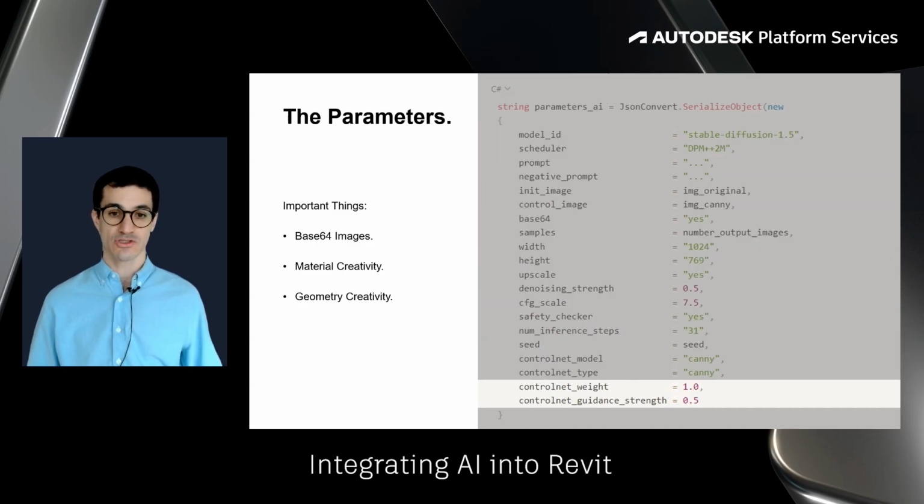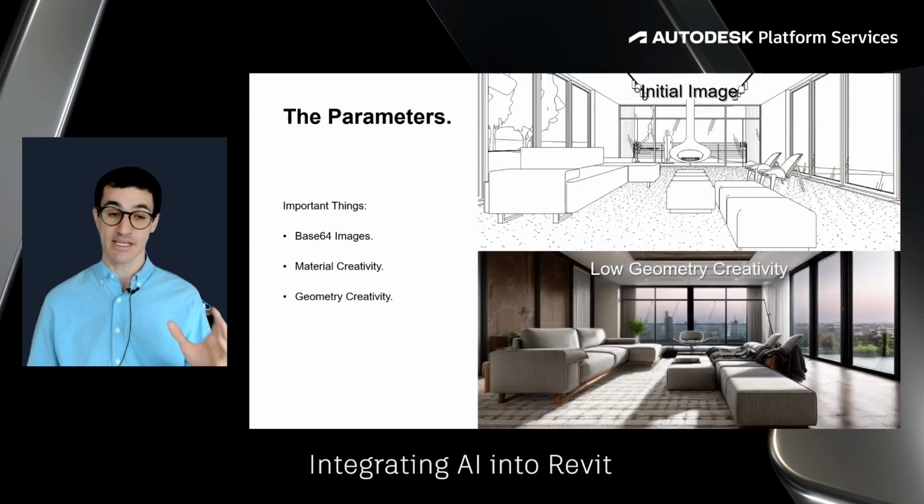To put it into visuals again, we have an initial image at the top, and we have a low geometry creativity image at the bottom. In this case, of course, there are some changes following the prompt, like materials and so on, but the main structure of the image, how the furniture is located, the dimension of the space and so on, is pretty much the same as the initial image. So that will be a low geometry creativity image.